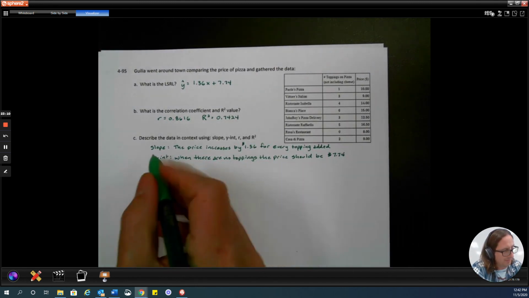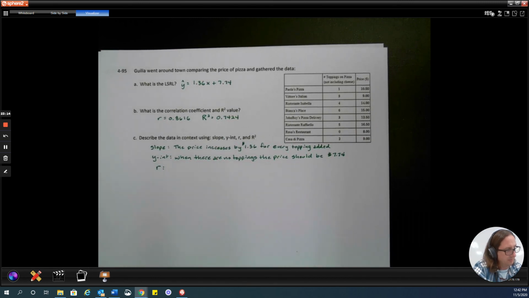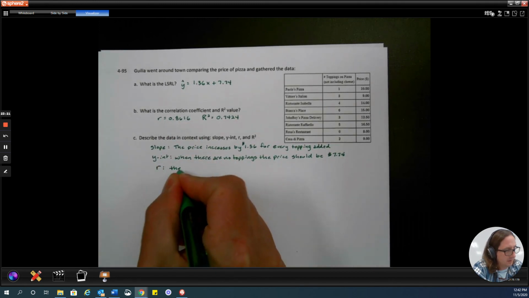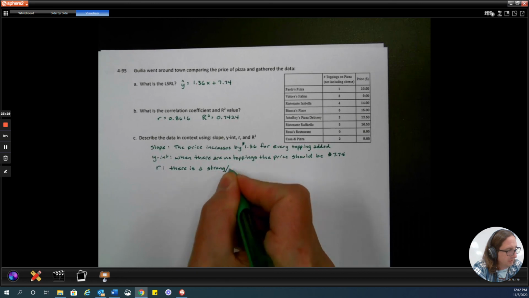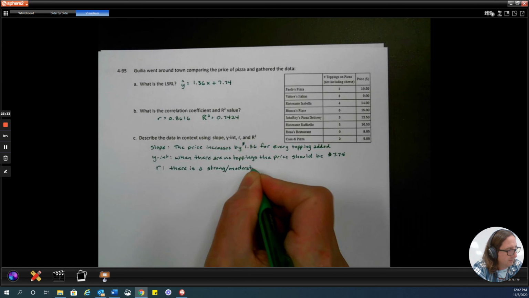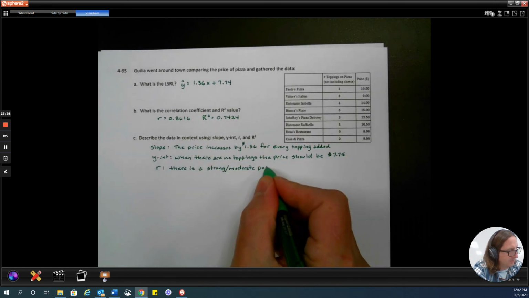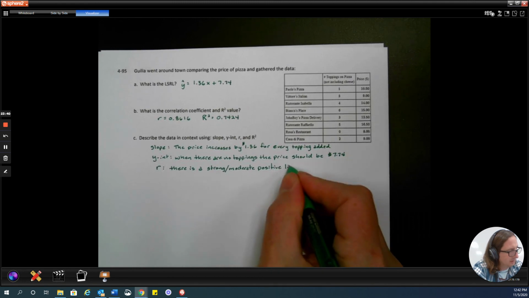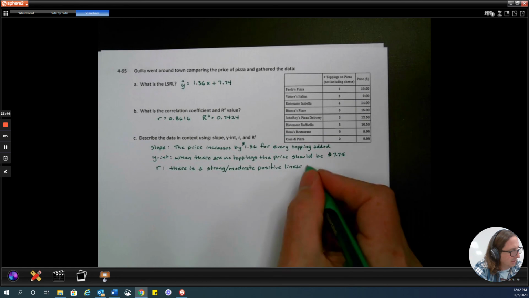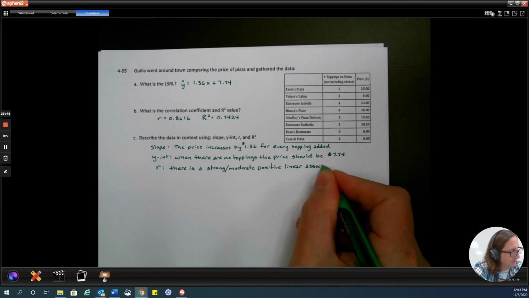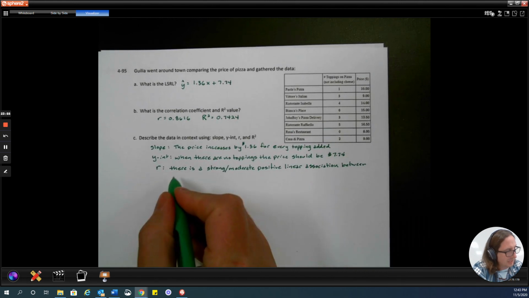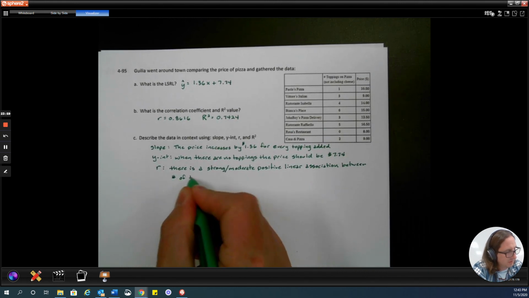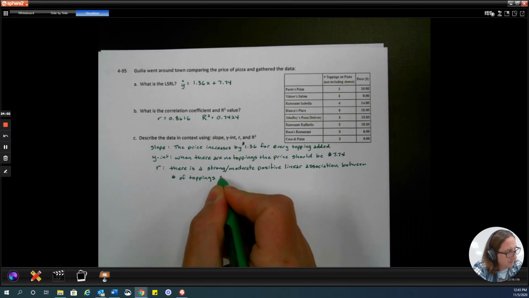Okay, so what is our R value telling us? The R value, being at 0.8616, says that there is a strong to moderate positive, it's a positive number, linear, because we did a linear model here, association between toppings, number of toppings, and price of pizza.